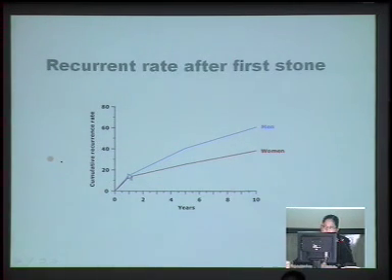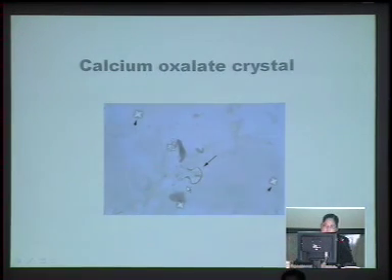So once a patient presents to you with a first-time stone, you may not have to do any workup. But if they present with recurrent stones, then you need to do something about it. Otherwise, they would recur more and more as time goes by. Men more than women. These are calcium oxalate crystals in the urine.